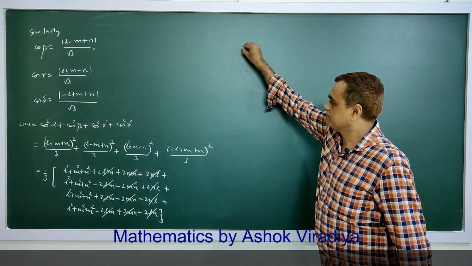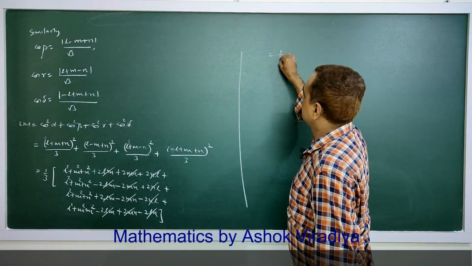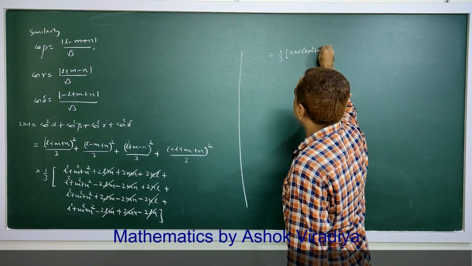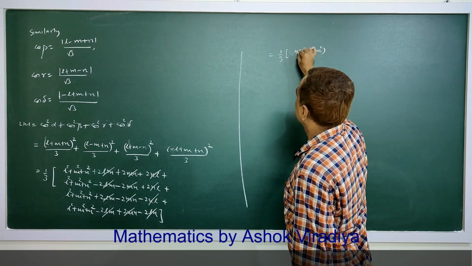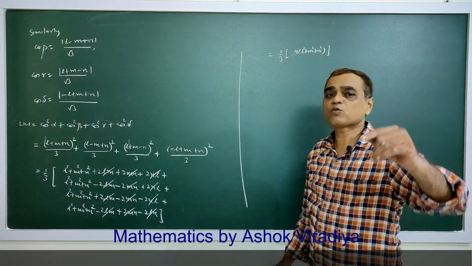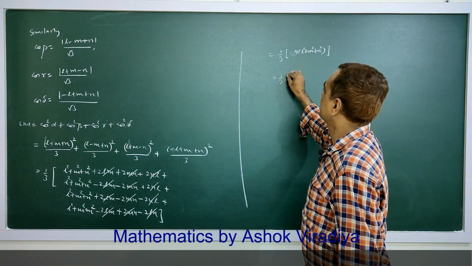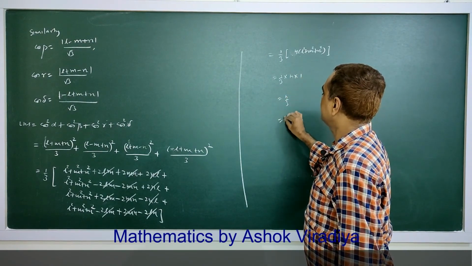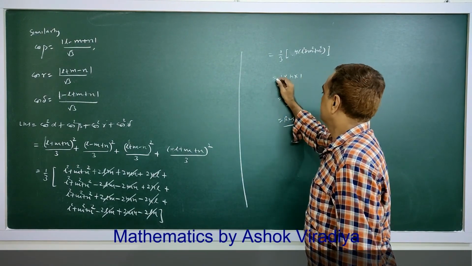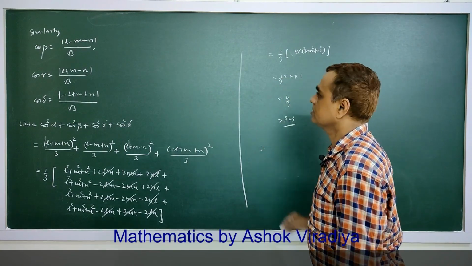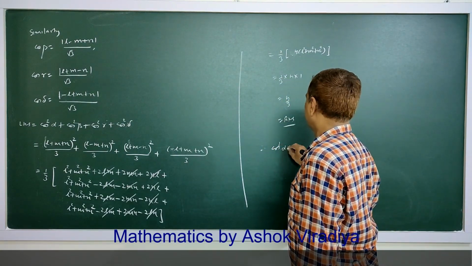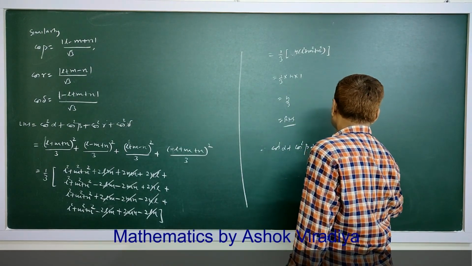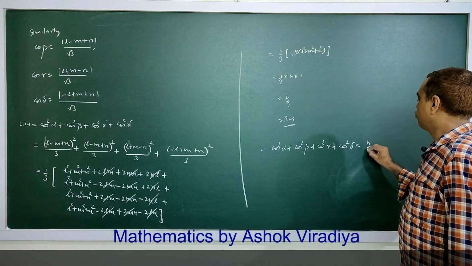So what is left? It is equal to 1 by 3 times 4 times L square plus M square plus N square. But L square plus M square plus N square is 1. So 4 into 1. So this is 4 by 3. It is the RHS. Therefore, cos square alpha plus cos square beta plus cos square gamma plus cos square delta is 4 by 3.